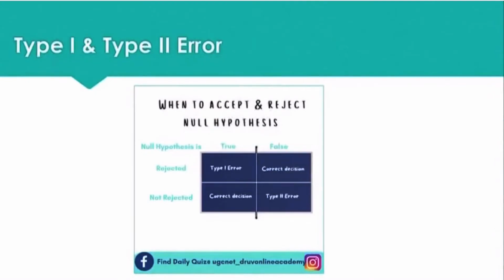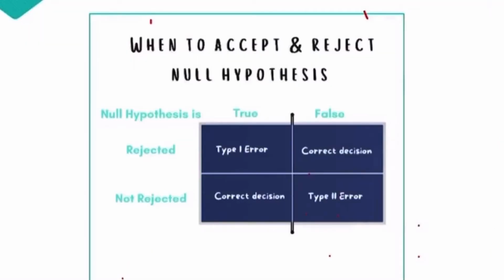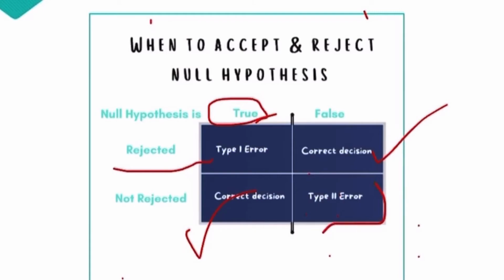Now, we will see what is type 1 and type 2 error. When the null hypothesis is true, we are supposed to accept it. But in case we reject it, that is type 1 error. Null hypothesis is false and we reject it, that is a correct decision. Null hypothesis is true and it is not rejected. Yes, when the null hypothesis is true, we need to accept it. So that is a correct decision. But when the null hypothesis is false, and we are not rejecting it. When it is false, it is supposed to be rejected. If we do not reject a false null hypothesis, then that is type 2 error.